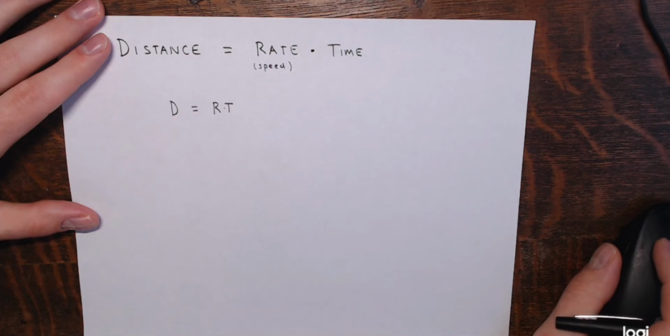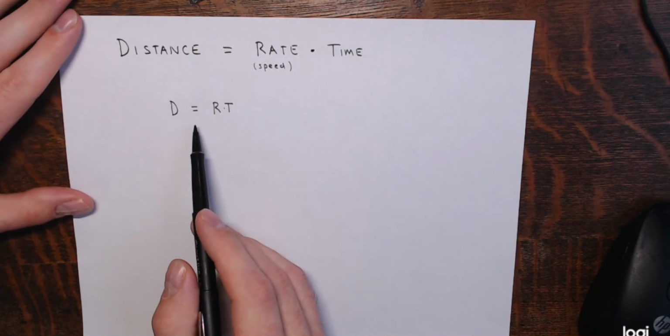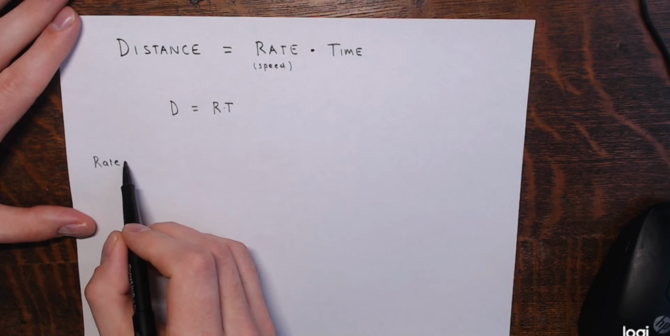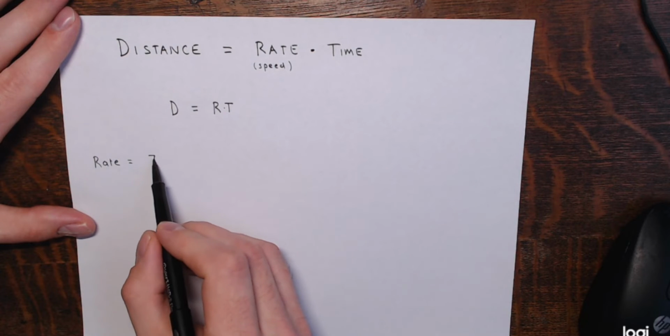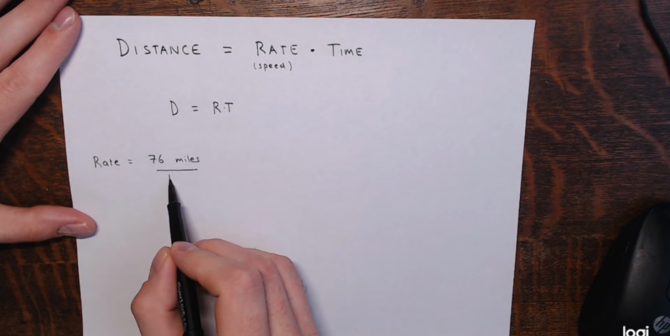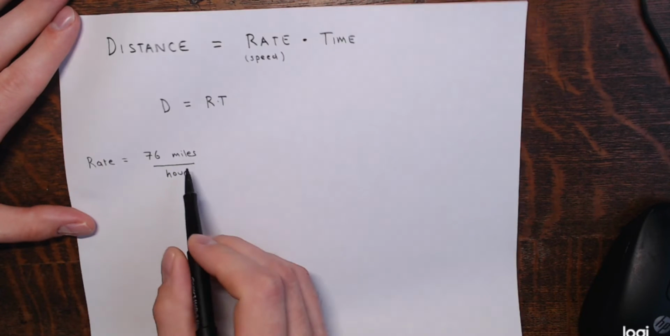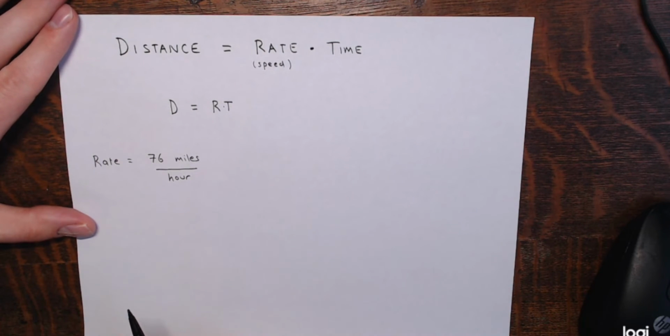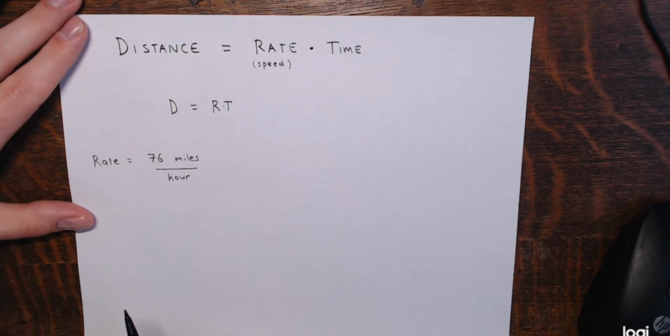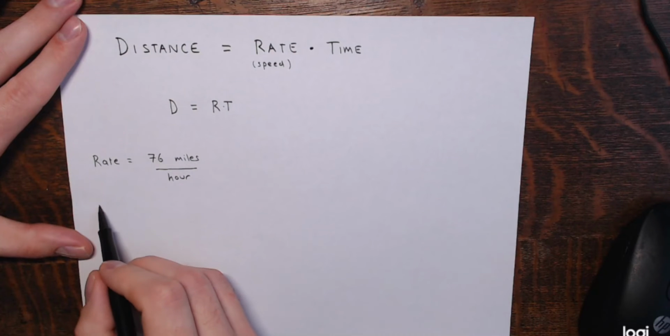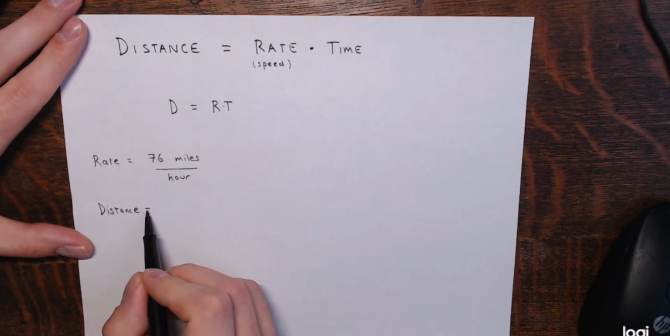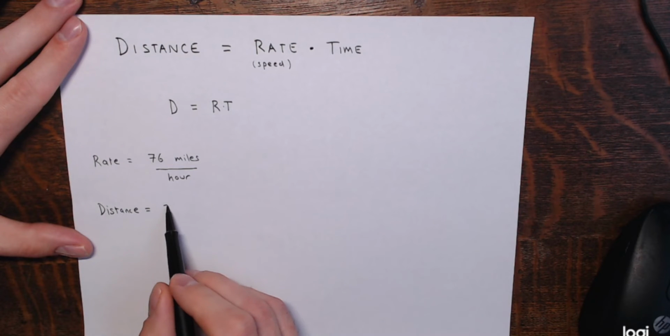All right, so again, you have this formula we're using. Now they gave us the rate, right? The speed was 76 miles per hour. Right? Miles per hour means divided by hours. Per implies division. And they gave us the distance as well. The distance from New York to Montreal, and this bus ride is 380 miles.